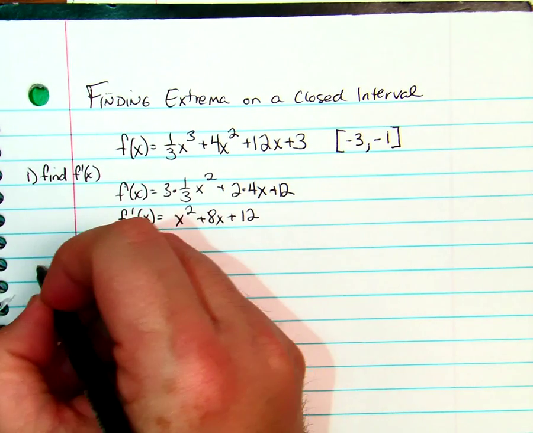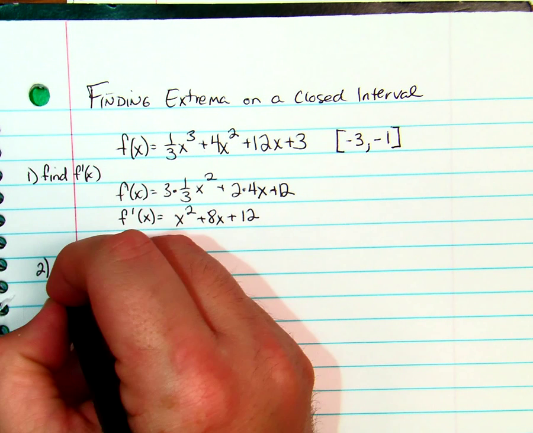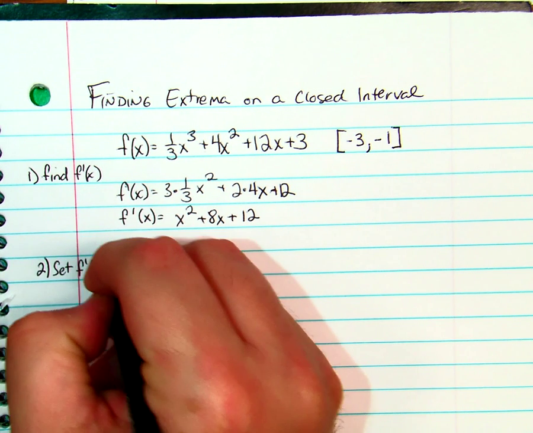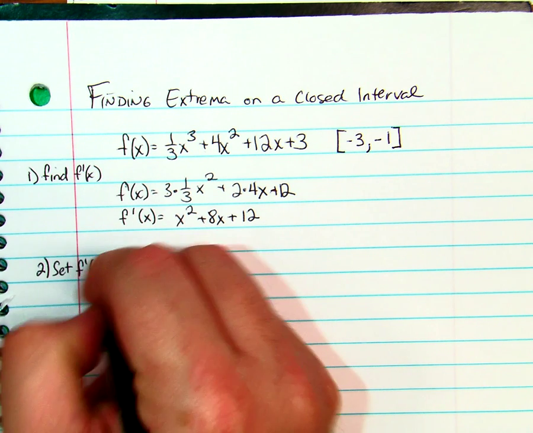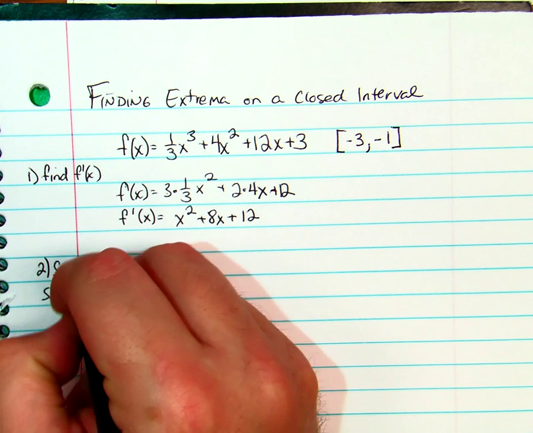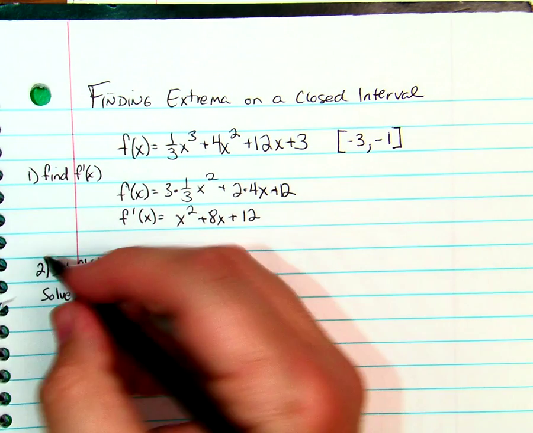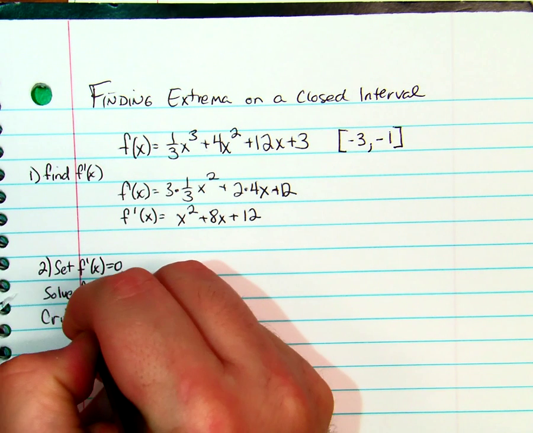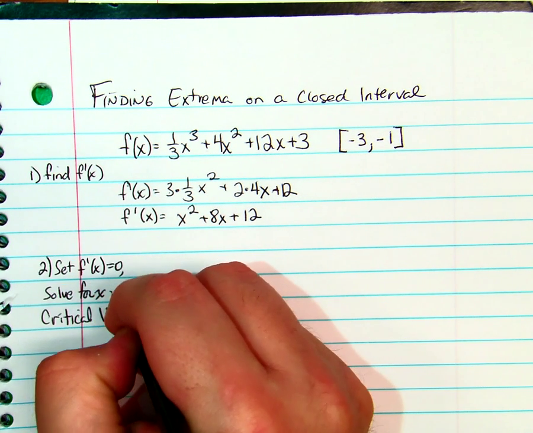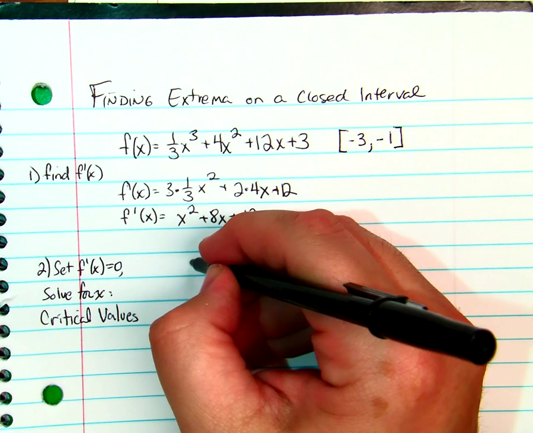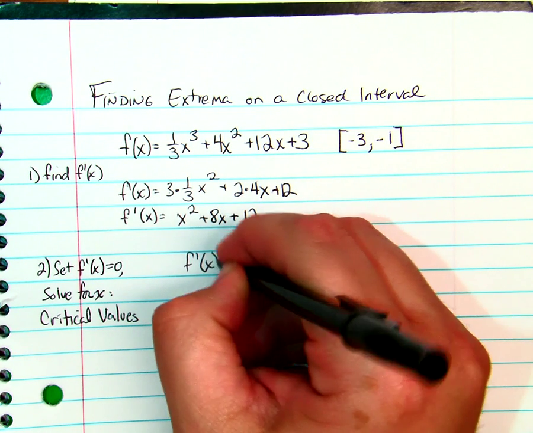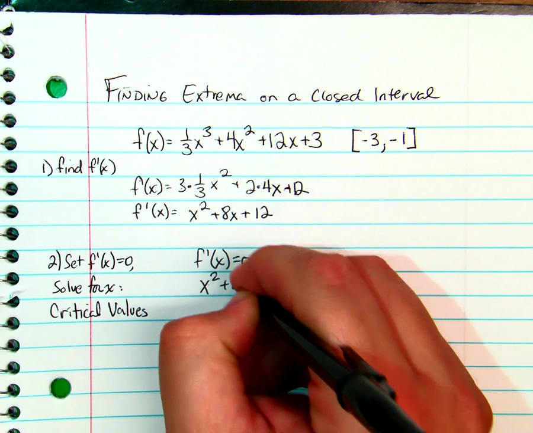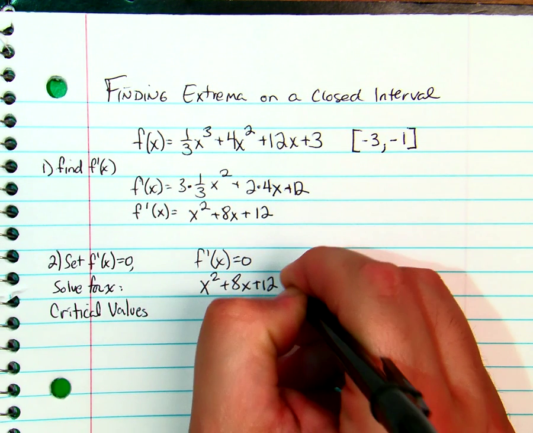Now, step 2 says set f prime of x equal to 0 and then solve for x. And what this is going to give you are your critical values. So I'm going to take f prime of x, set it equal to 0, which means x squared plus 8x plus 12 is equal to 0.